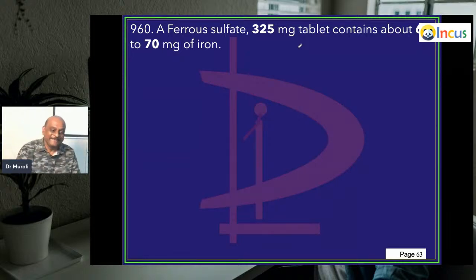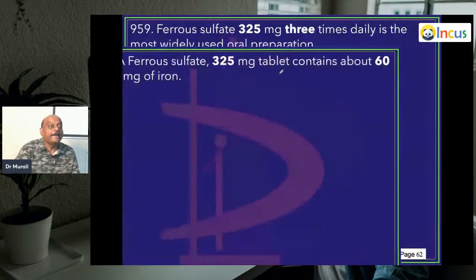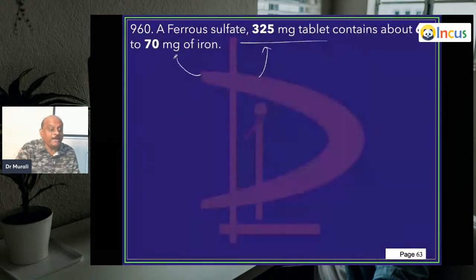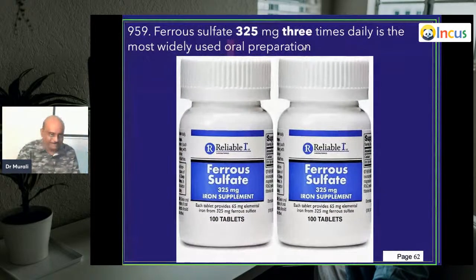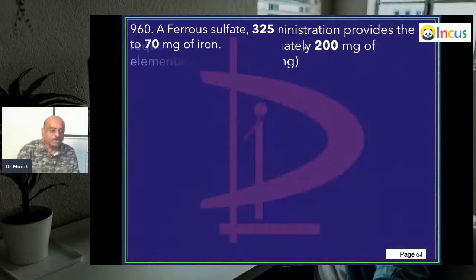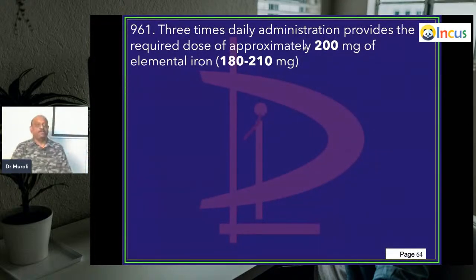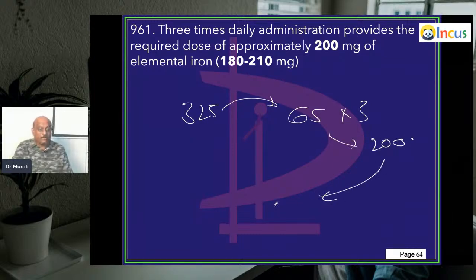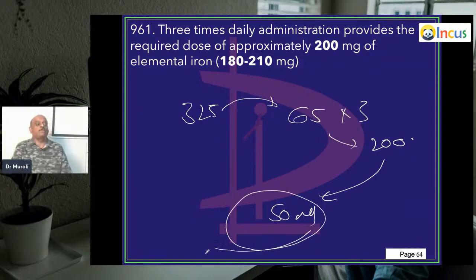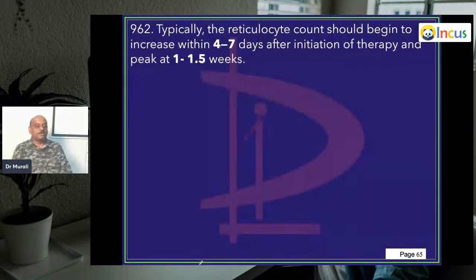A 325 mg tablet of ferrous sulfate contains 60 to 70 mg of iron. That is the reason you will be giving it 3 times daily, right? 325 mg, how much will be available? 65 mg. 3 times you give means you are giving 200 mg. Out of that 200 mg, only 50 mg will come to the body, is what you need to remember. All right, doctor? So don't forget this.